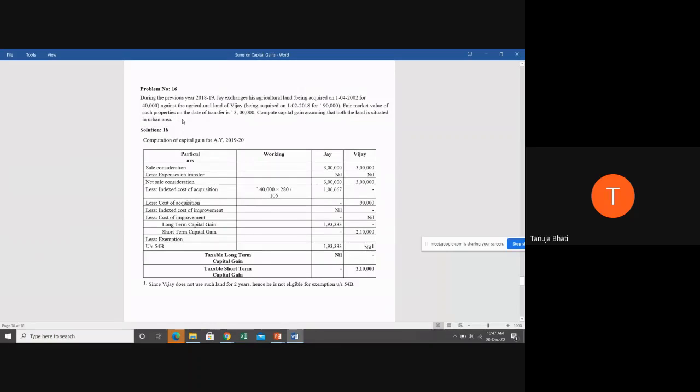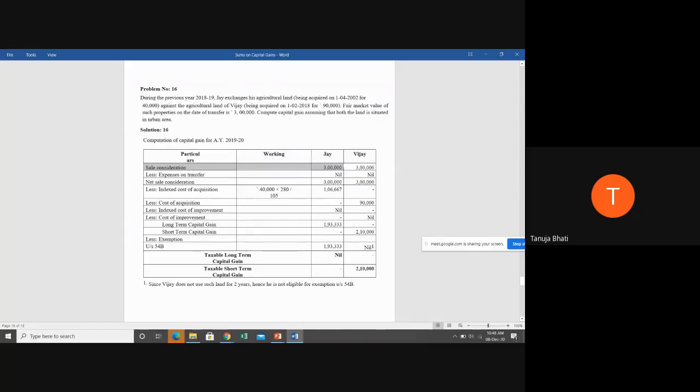So students, J is exchanging his agricultural land for agricultural land. So he will get a deduction under which section? 54B. Section 54 says residential house invested in residential house. Section 54B says agricultural land invested in another agricultural land. So he will get a deduction under section 54B. So let us see the computation of capital gain for assessment year 2019-20. J and Vijay, we have to compute for both.